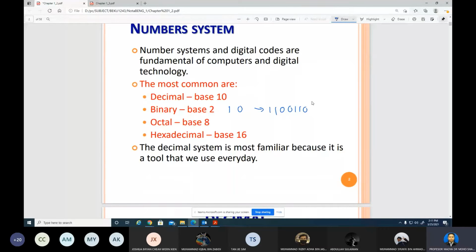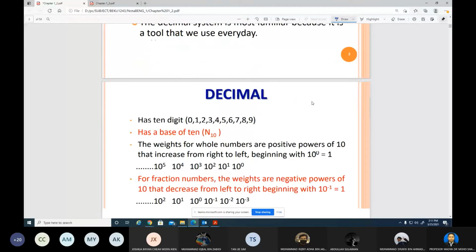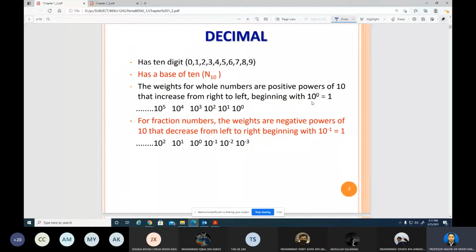Normally, as I mentioned to you, we use decimal base 10 for every day, the normal numbers. We call it decimal. Okay, we go one by one. So the decimal number that I mentioned to you is base 10. That means from 0 to 9 and then repeat again. That means we have 10, 11, and so on.